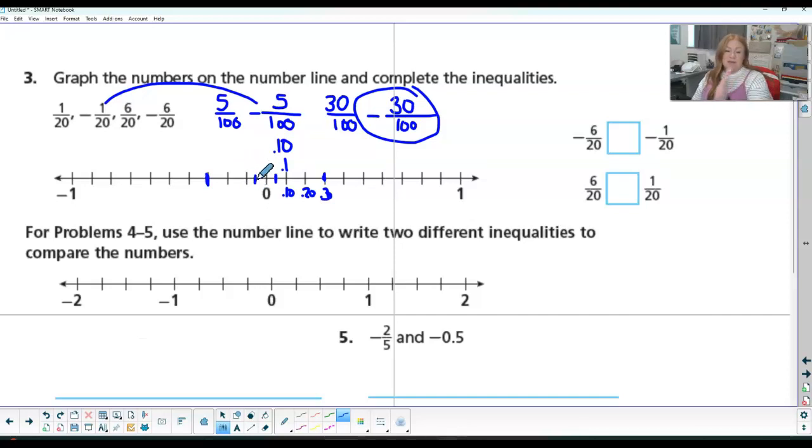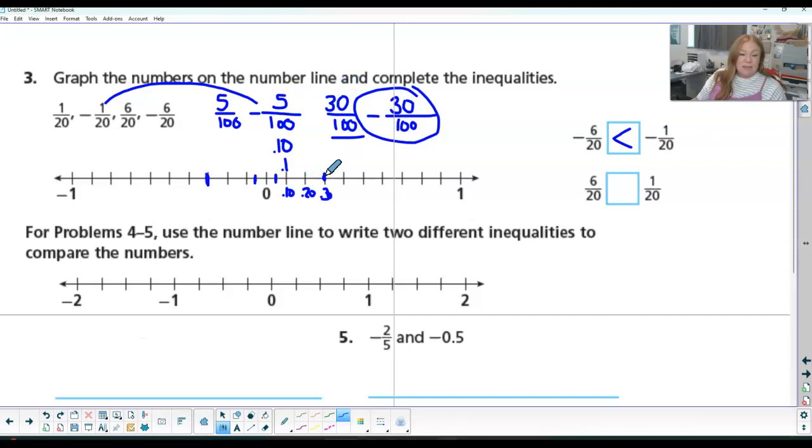This one is farther to the right, so negative 1/20 is greater than negative 6/20. We also can just compare, since their denominators are the same. The numerator that's bigger, since they're negative, is going to be farther over. This one is closer to 0. It's more to the right. Okay, let's check out this one. We have 6/20.